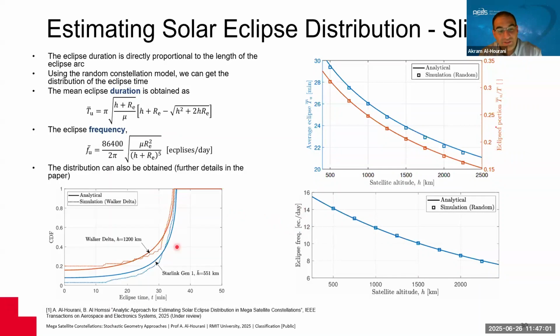Now, again, using stochastic geometry, you can obtain the distribution. I didn't put the function of the distribution here, but feel free to go to the paper and see it. It doesn't exactly match, but it gives you an indication, based on this equation, of how a practical network, for example a Walker delta, would behave. So this is basically the CDF. The x-axis is the eclipse time, and the y-axis is the CDF of that time.